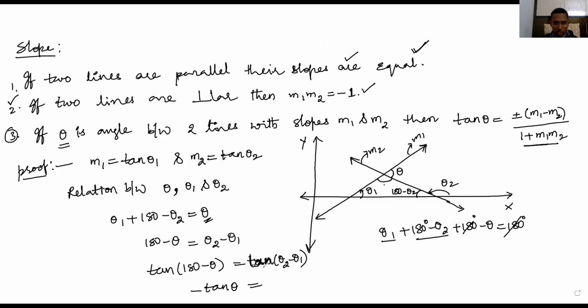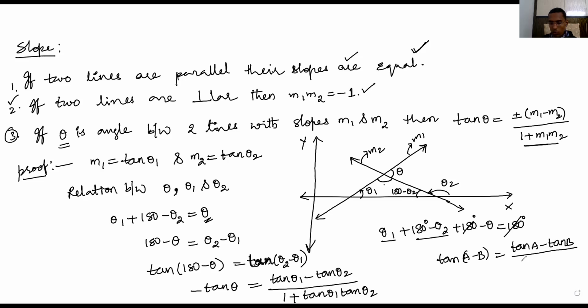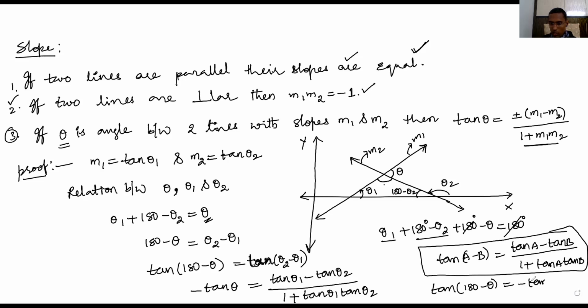Okay, so minus tan theta. You remember this formula: tan of A minus B. Later it will anyway come. This is nothing but tan A minus tan B by 1 plus tan A tan B. This is the formula for tan of A minus B, which I used. The next formula I use is tan of 180 minus theta is minus tan theta.